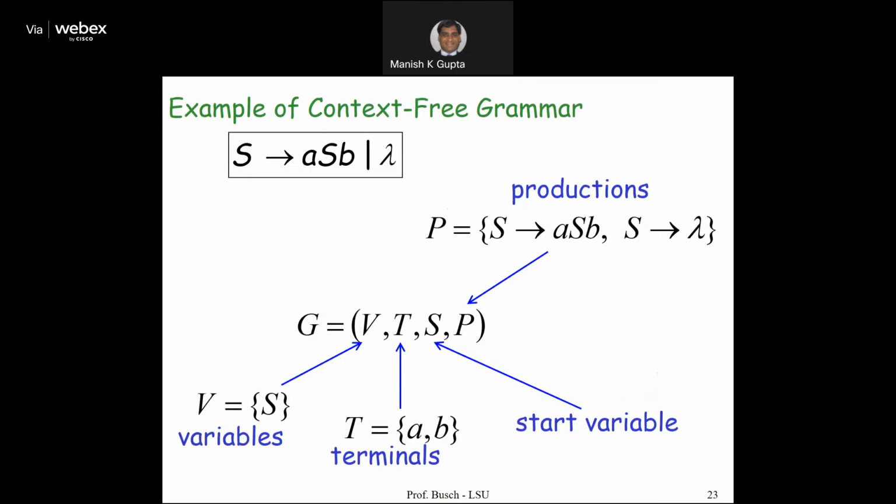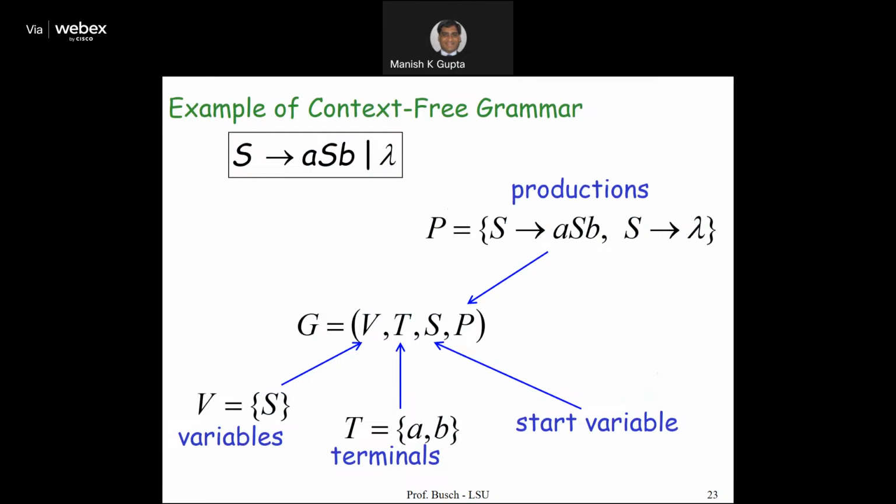So this is an example. Those 2 production rules can be written in a compact form: S going to ASB, pipe, lambda. These are the same thing. The first one is S going to ASB, the second one is S going to lambda. Using this pipe notation, you can write in a compact form. So these are those two production rules.